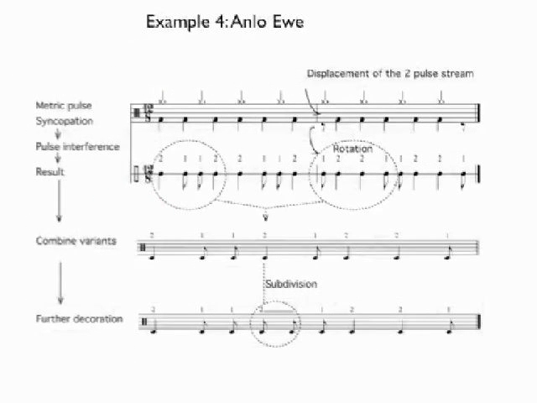Example 4 is a development from a well-documented West African rhythm played by the Anlo-Ewe tribe. The rhythm itself comes about when two players create pulse interference. When one of the pulse streams is displaced, so the final resultant rhythm is displaced or rotated, in Schillinger's terms.